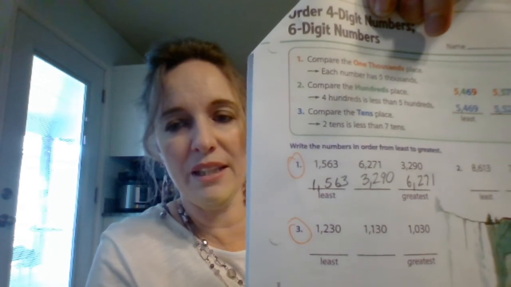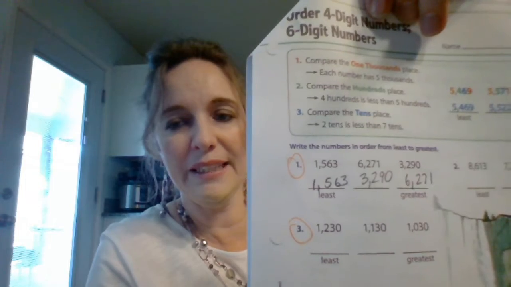1,563, 3,290, 6,271. That was easy because all we had to do was look at the thousands place. But what if the thousands place is all the same? Look at the next one.